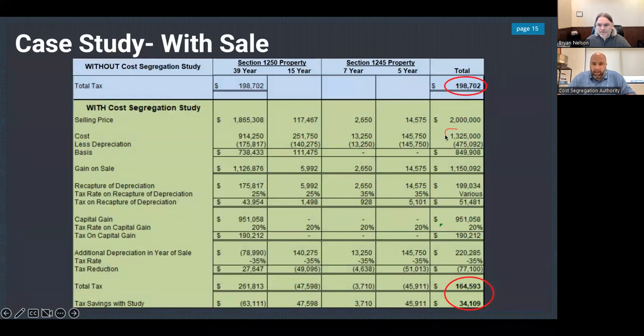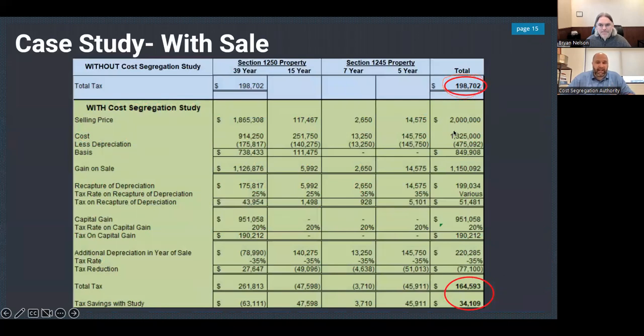I bought it for 1.325 million. I sold it 7 years later for 2 million. If I don't do cost segregation, my tax bill on that transaction is 198,000 here at the top. So that's my capital gains and my recapture tax. So of the 675,000 I made on the property, I got to pay Uncle Sam 198,000.